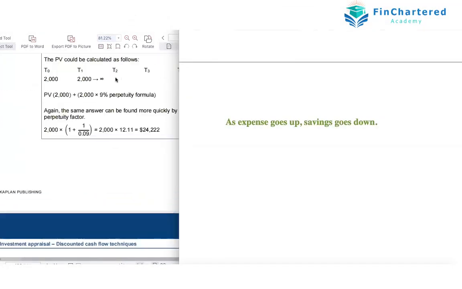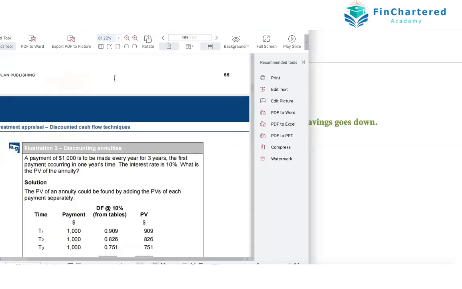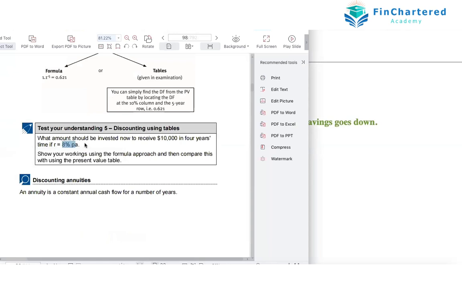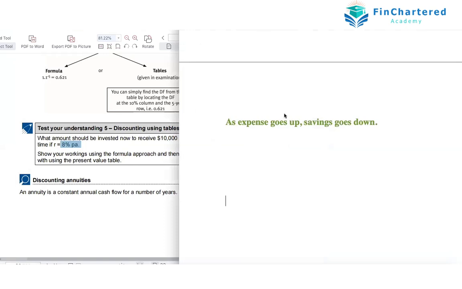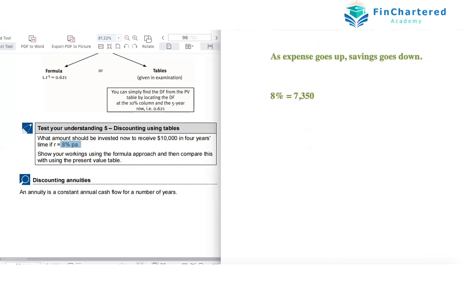In all these previous examples, I challenge you. In fact, the ones who are watching the recording also, it's an open challenge. Do the same question for a higher interest rate. As the cost of capital goes up, the NPV will go down, just like as expenses go up, savings go down. So yes, at 8%, we had an NPV of 7350. But as the cost of capital goes up, Nitesh, the NPV will continue to go down, down, and down, just like as expense goes up, savings go down. Is this clear, Nitesh? This much?